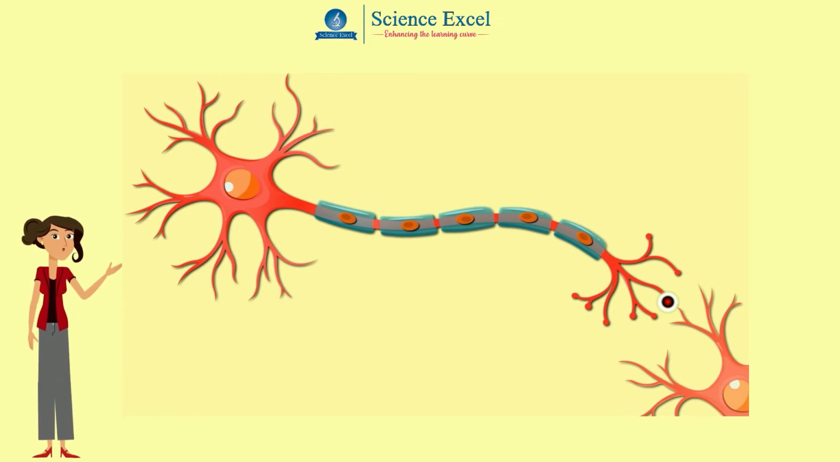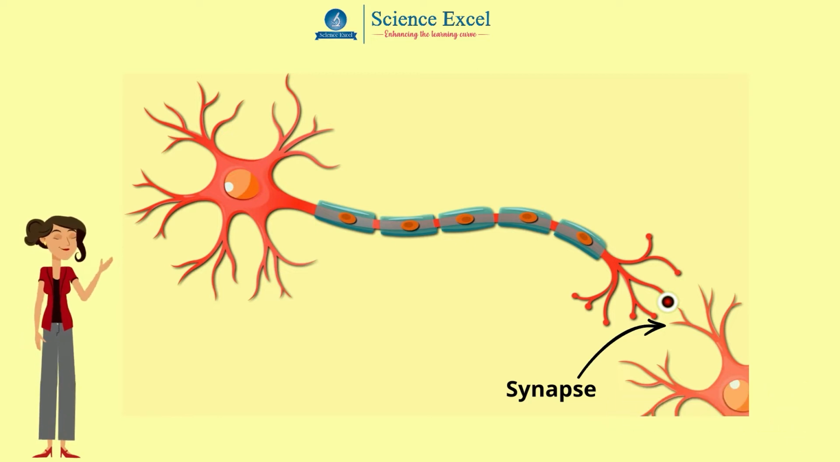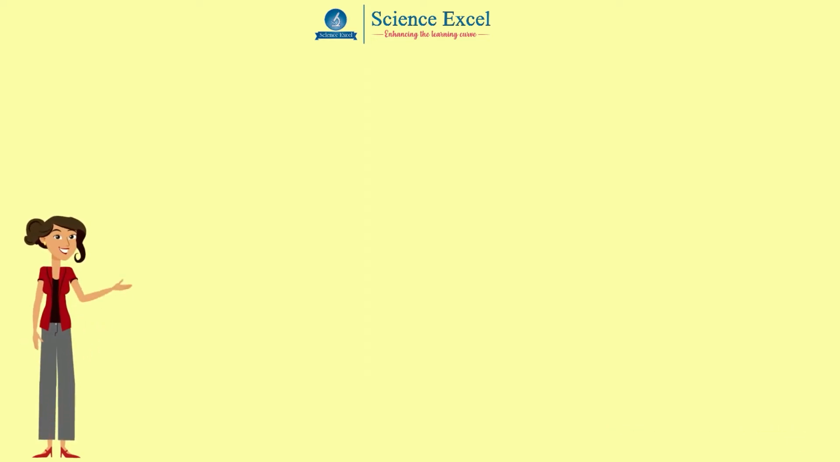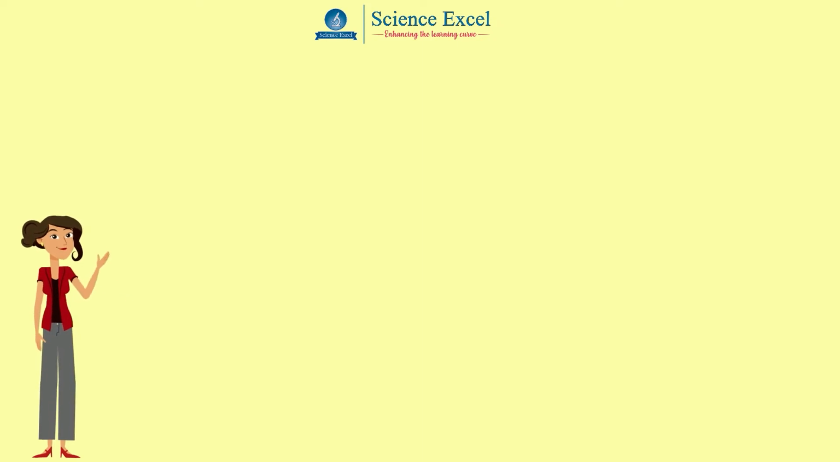Now here, neurons do not touch each other, but where the neuron does come close to another neuron, a synapse is formed between the two. Neurons connect and communicate with each other through synapses. So, what is a synapse? A synapse is a junction between two neurons consisting of a small gap across which impulses pass from one neuron to the next. Now, what are synapses composed of?